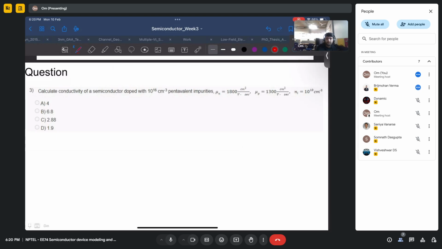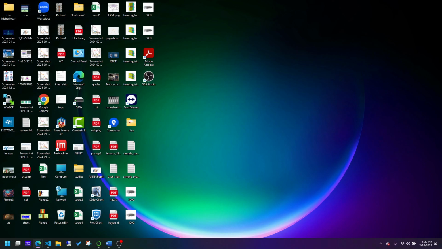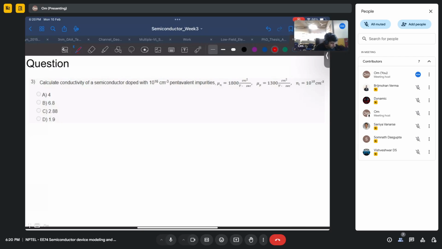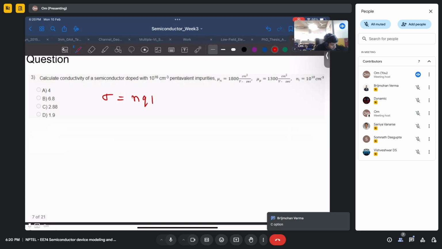Option C, sir, 2.88. Okay, so let's see this one. Conductivity sigma is N Q mu. Or if we talk about both electrons and holes, N Q mu n plus P Q mu p. This is the total conductivity of the semiconductor.